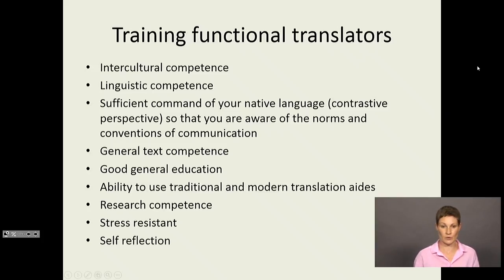Stress resistant, of course, there are a lot of timelines that are imposed on you as a translator, and that's one of the reasons in this course that we also impose quite a lot of short tasks that help you prepare for the kind of work that you might be doing in the industry. And also self-reflection, and this is a big part not only of the theoretical component of what you do, but also of the practical component of what you do. You need to understand why you're making certain decisions and be able to justify those.